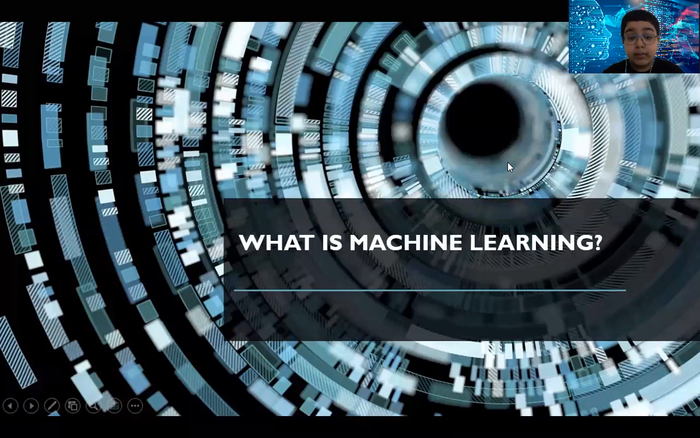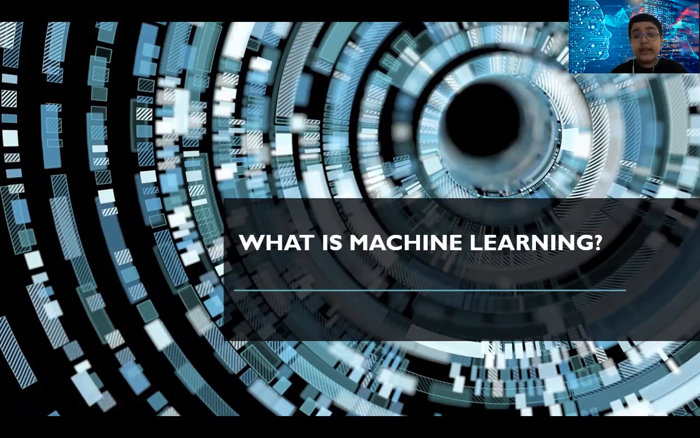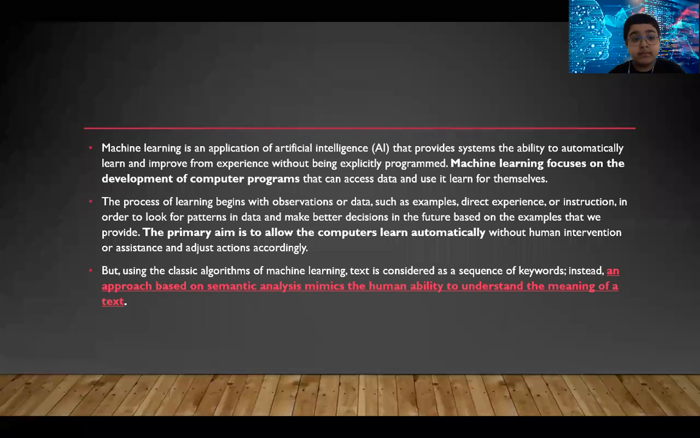Today we will be learning about machine learning. What is machine learning? Machine learning is an application of artificial intelligence that provides systems the ability to automatically learn and improve from experience without being explicitly programmed.